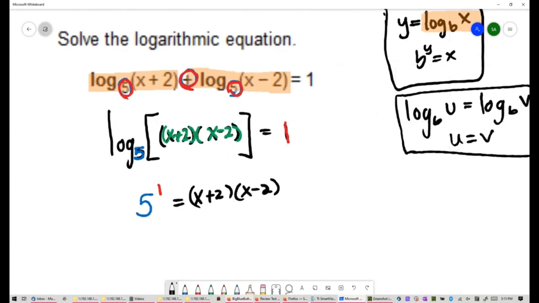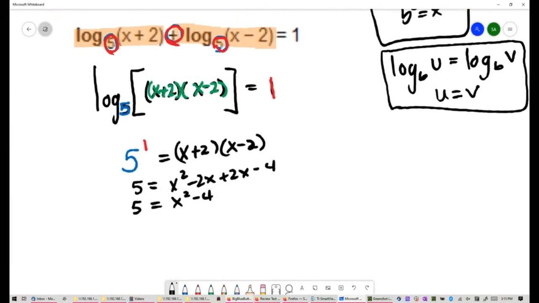So I'm going to multiply the right-hand side out. The left side, 5 to the first power is 5. If we multiply this out, we would get x squared minus 2x plus 2x minus 4. Combine like terms, and I have x squared minus 4 on the right-hand side because that negative 2x and plus 2x cancel each other out. I'm going to add 4, and that gives x squared equals 9.